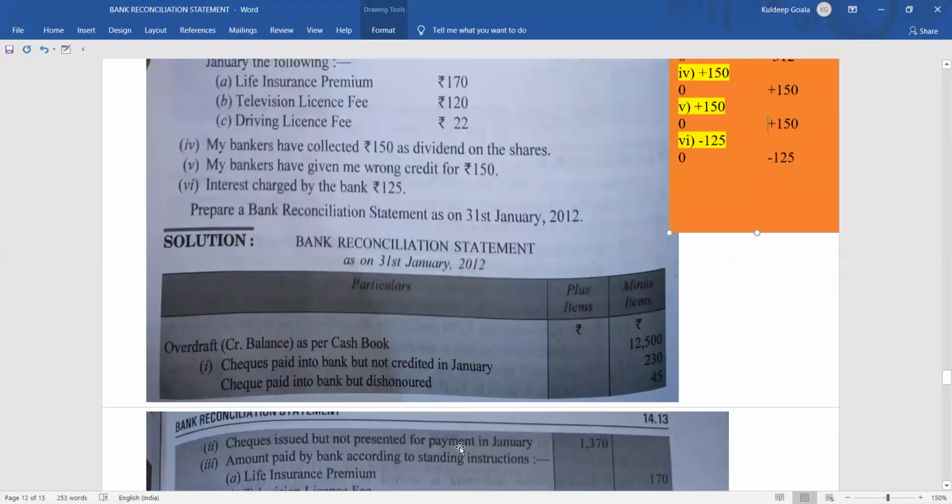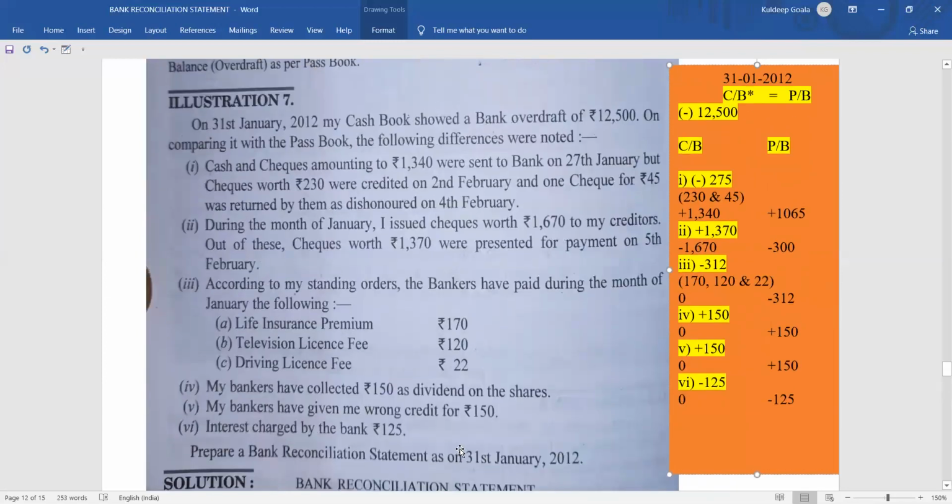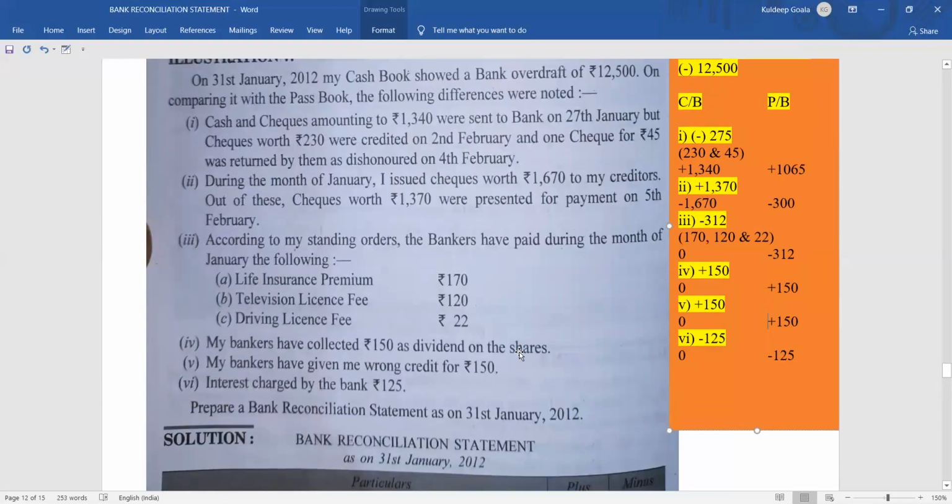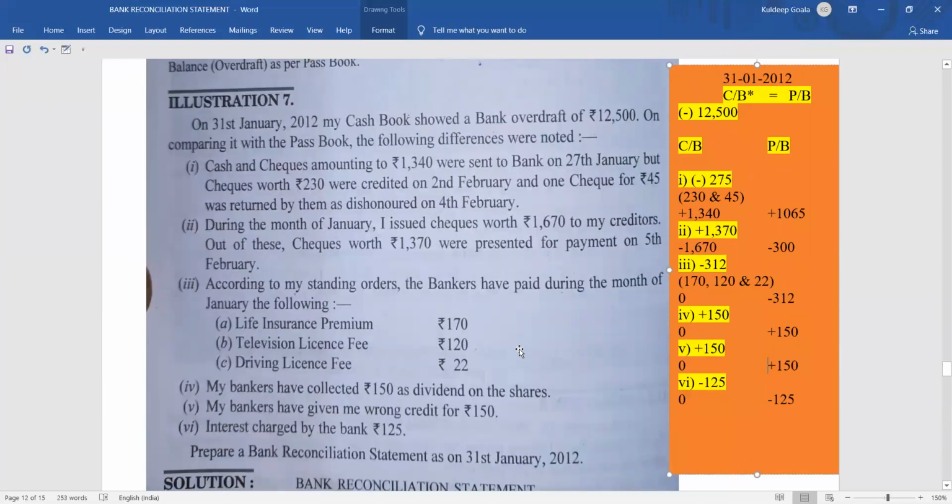And this is a very interesting question, because this was composed of many things. Okay, so I hope all of you have understood it clearly. And only one thing is left from this chapter, which is overdraft balance as per passbook, and that will be done with a sum and we can finish that. In the next video we'll be taking up bank overdraft balance as per passbook and we'll finish up the chapter.